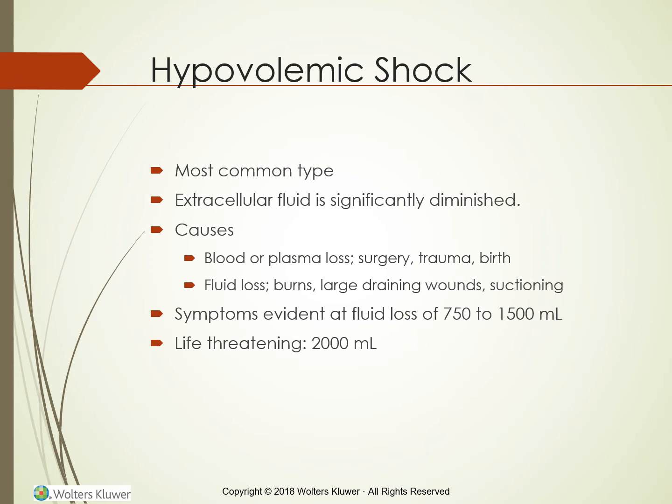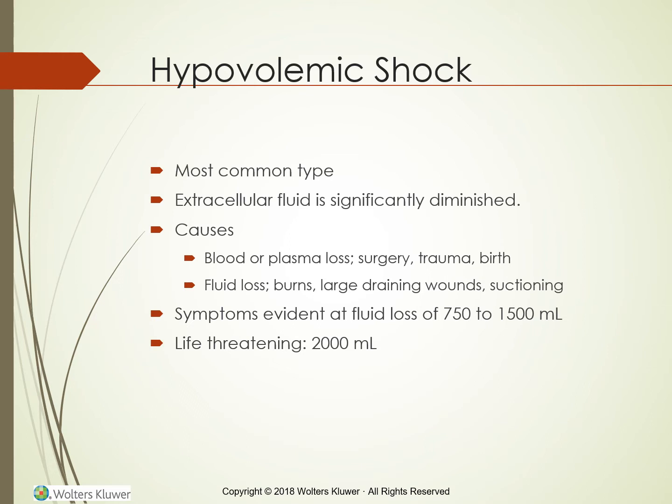Hypovolemic shock. This is the most common type of shock. The extracellular fluid is significantly diminished. The causes are blood or plasma loss, surgery, trauma, and birth. Other fluid losses include burns, large draining wounds, and suctioning. Symptoms are evident at fluid loss of 750 to 1,500 milliliters, and they become life-threatening at 2,000 milliliters.